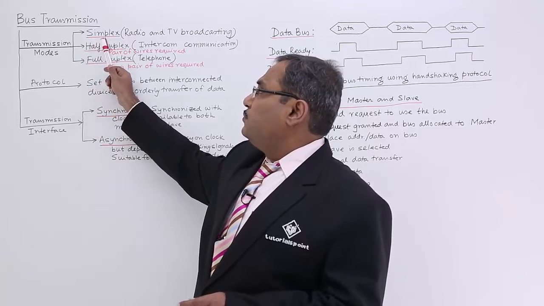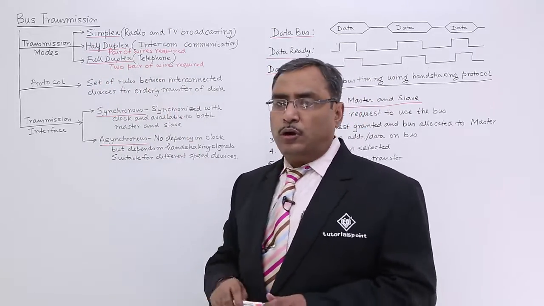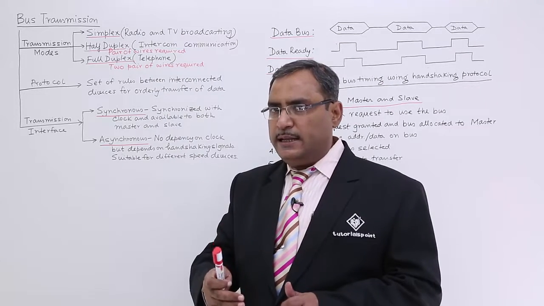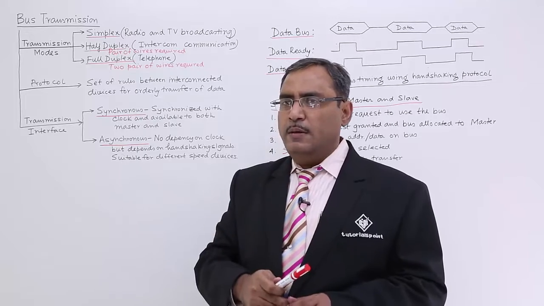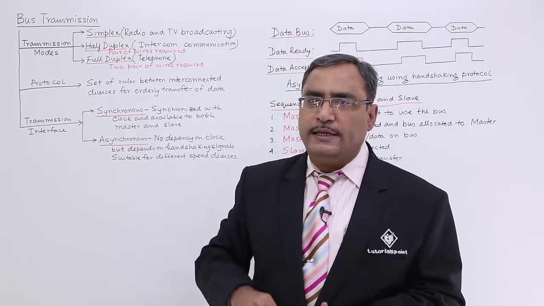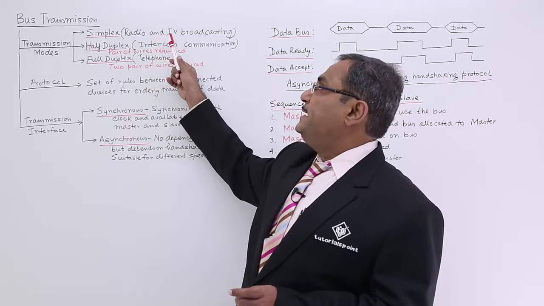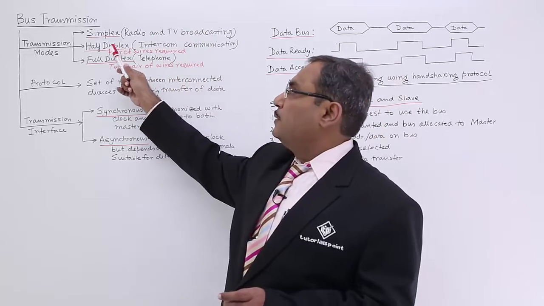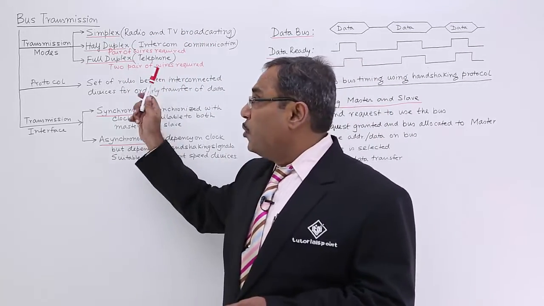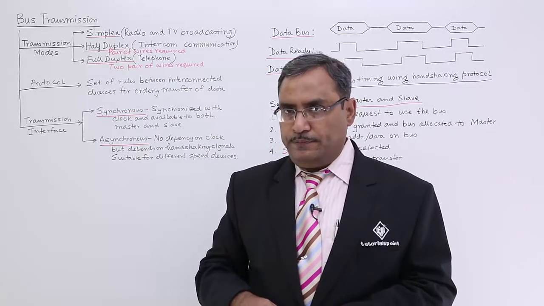The first transmission mode is known as the simplex. In case of TV or radio broadcasting, you can only be at the recipient end. That means you can receive the signal, but you cannot transmit anything. My television set does not transmit any signal to the respective broadcaster. So, radio and TV broadcasting is a good example of simplex. That means in case of simplex transmission mode, the data will be flowing only in one direction.